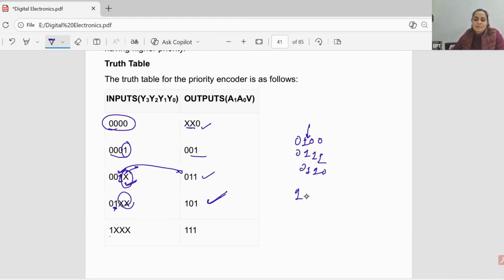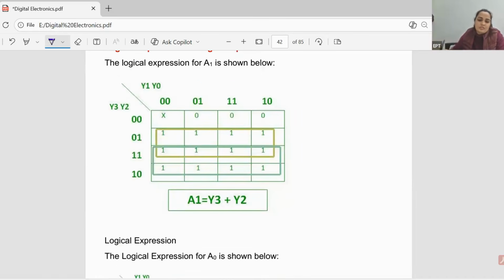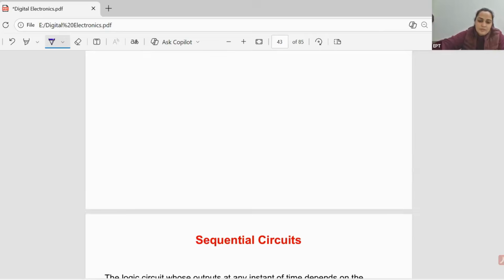Similarly, if this MSB is high, then we will not check the remaining 3 bits. We will provide the output. This is known as the priority encoder. It is important. Okay, priority encoder is important. Now this is the expression using K-map only.